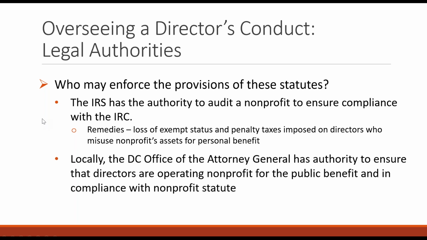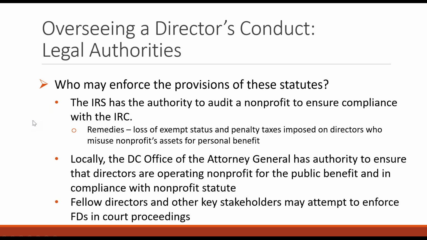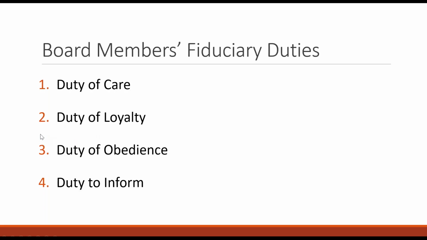Locally, the DC Office of the Attorney General is the key regulator here in the district. It has the authority to ensure that your directors are operating the nonprofit for the public benefit and in compliance with the law. And it's also possible for fellow directors or other key stakeholders to attempt to enforce fiduciary duties through the courts. So you're going to get enforcement coming from potentially a number of different directions.